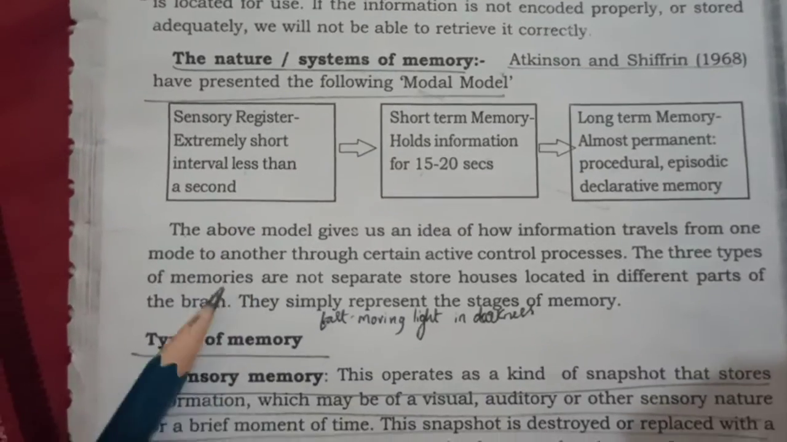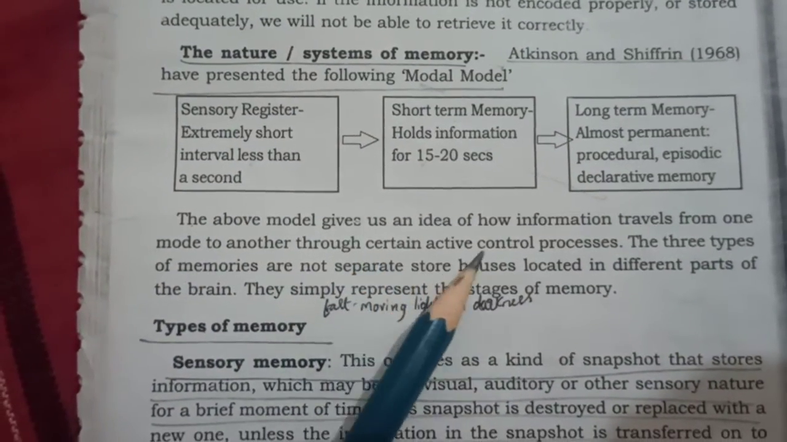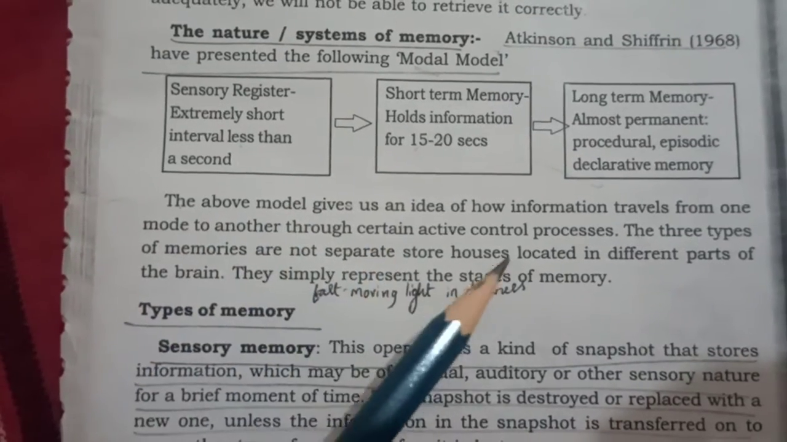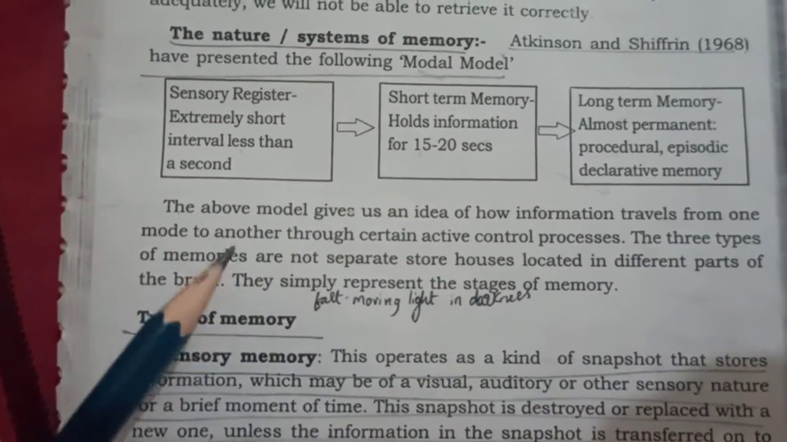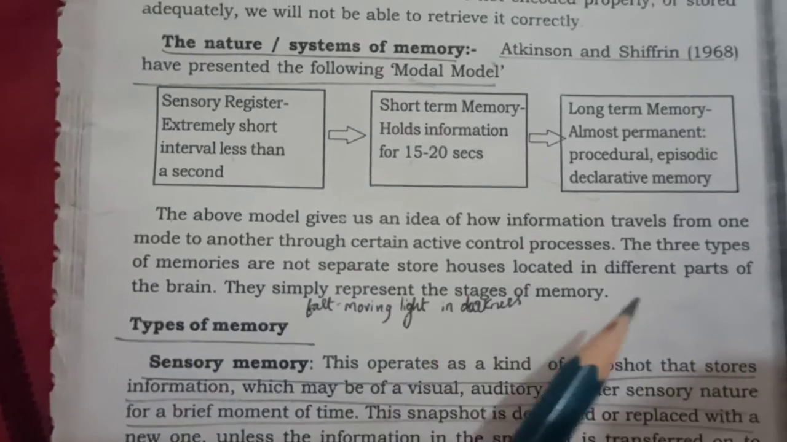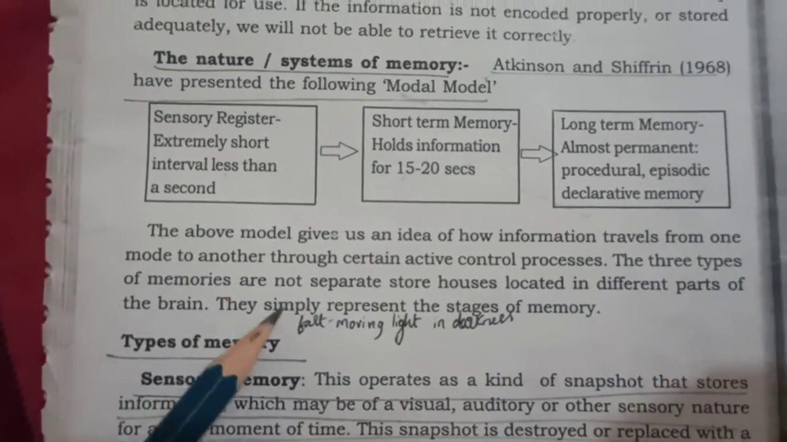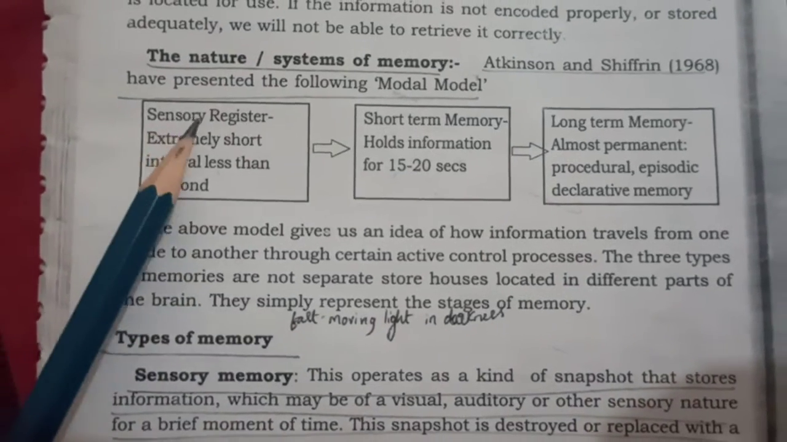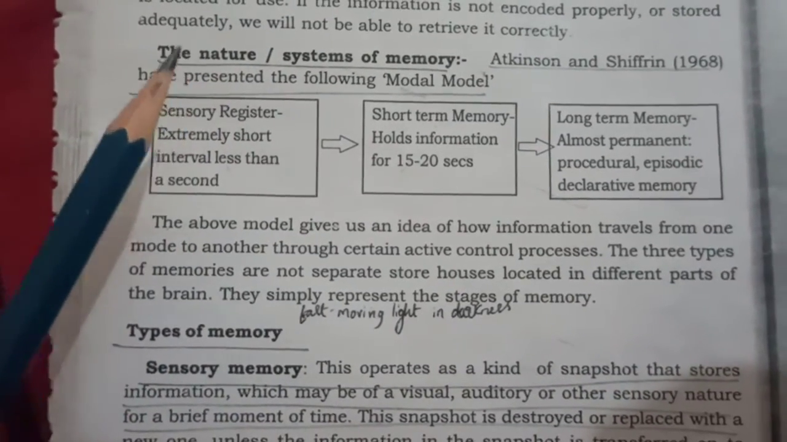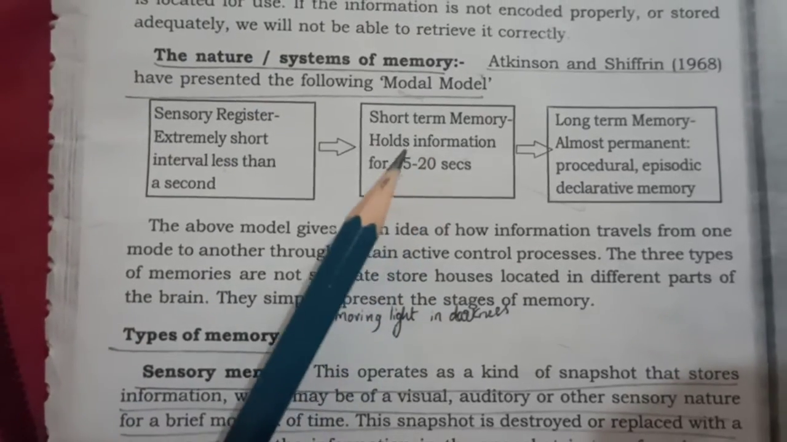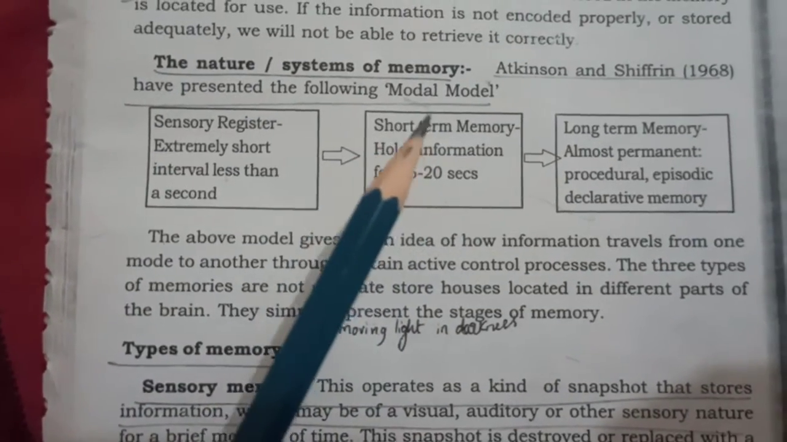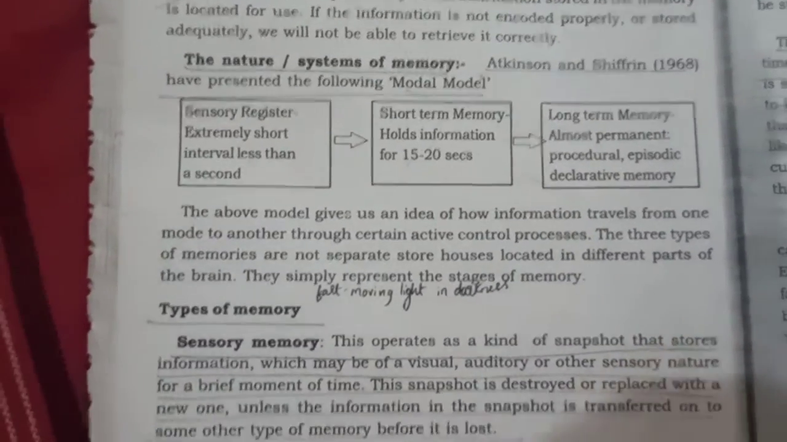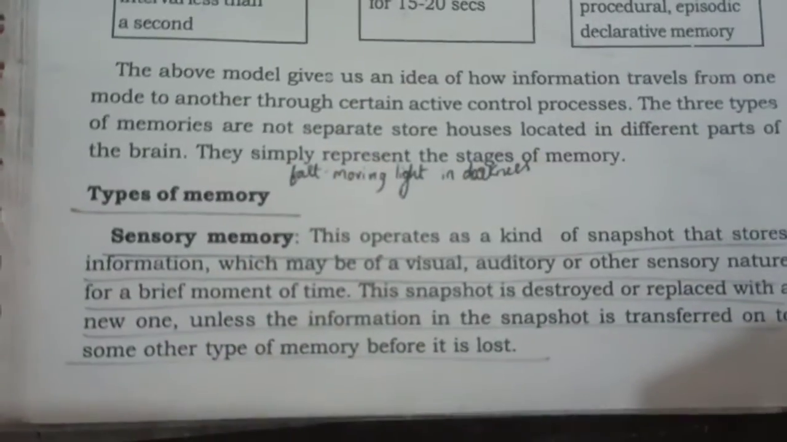The above model is given as an idea of how information travels from one mode to another through certain active control processes. The three types of memory are not separate storehouses located in different parts of the brain. They simply represent stages of memory, showing how memory is transformed from sensory to short term, and then, if it is very important, transferred to long term memory. So we shall move on to the types of memory.